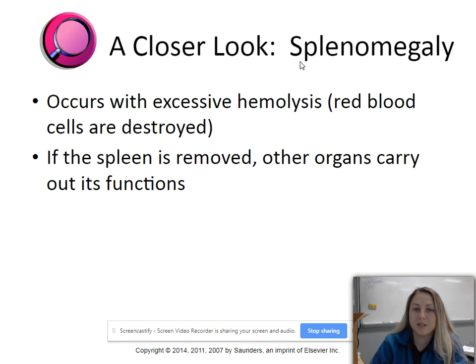Splenomegaly. So spleno means your spleen. Okay. Megaly is an enlargement. So this occurs with excessive hemolysis. So when your red blood cells are destroyed. If your spleen becomes enlarged and bursts, you can bleed out internally and not really realize it's an actual medical emergency. So the spleen is considered one of the not so necessary organs. It can be removed, and the rest of your body can compensate without the spleen.